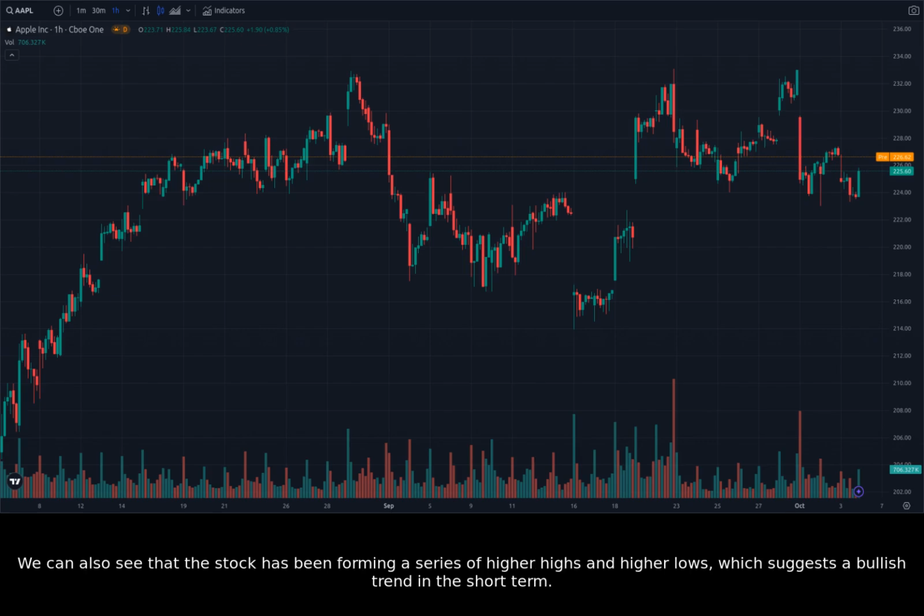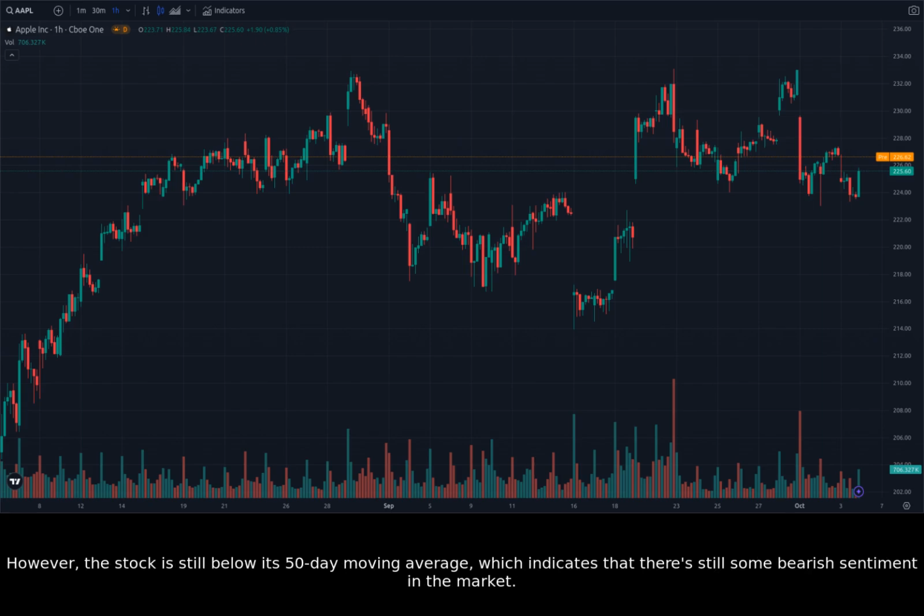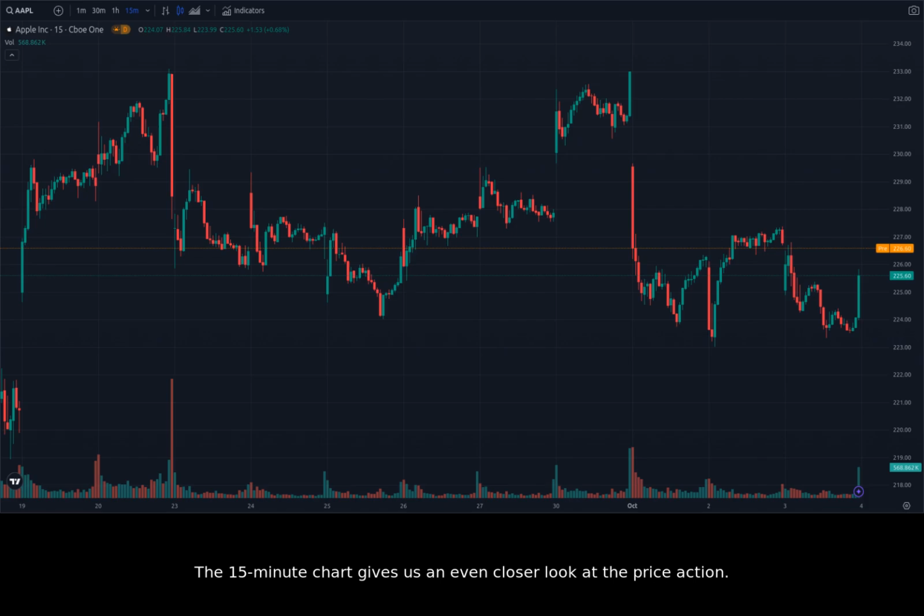We can also see that the stock has been forming a series of higher highs and higher lows, which suggests a bullish trend in the short term. However, the stock is still below its 50-day moving average, which indicates that there's still some bearish sentiment in the market. The 15-minute chart gives us an even closer look at the price action.